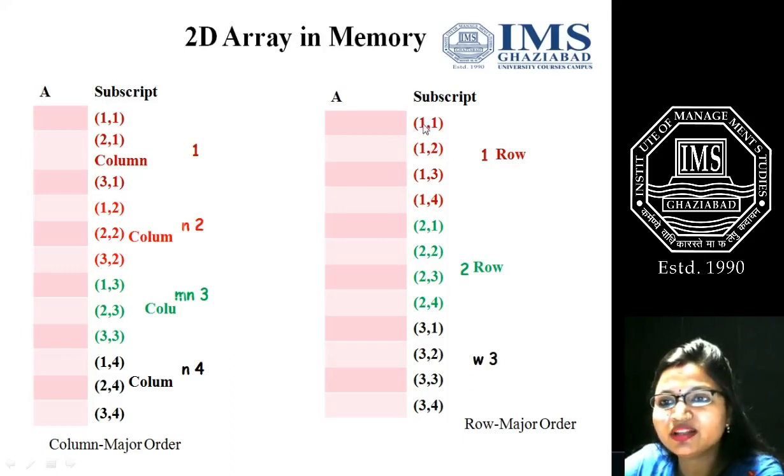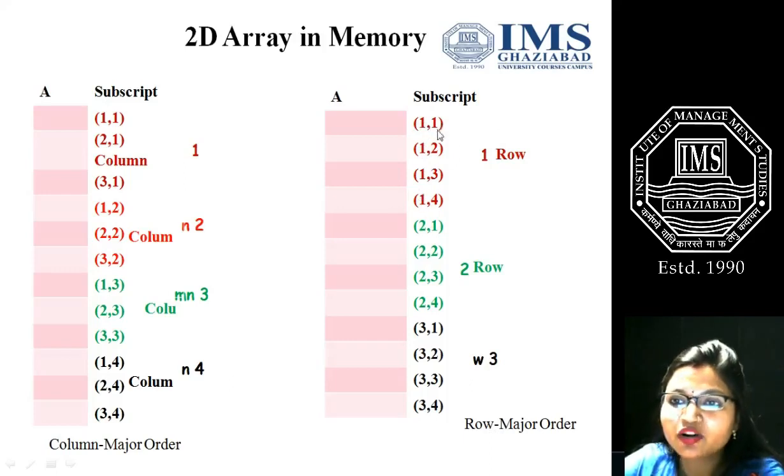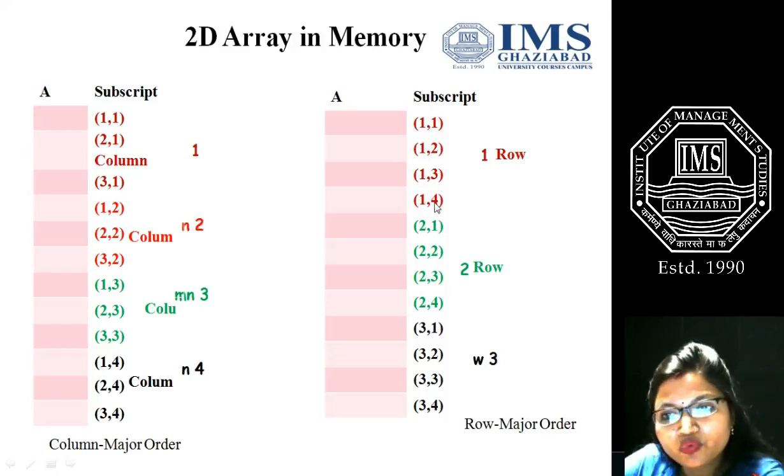If you see the subscripts, here the row subscript is the same and the column subscript is changing. Means first we store the element of first row, first column, then first row, second column, then first row and third column, then first row and fourth column. So we keep changing the columns, but the row is the same. So in row major form, we first store the elements of the first row, then second row, and then the third row.